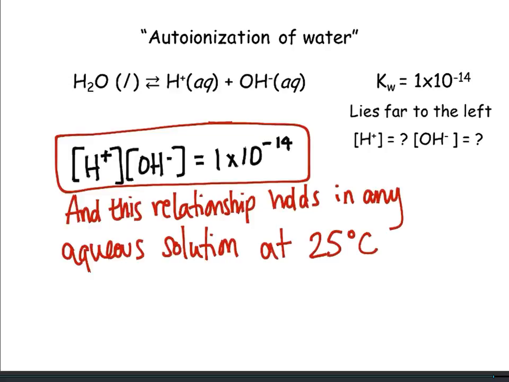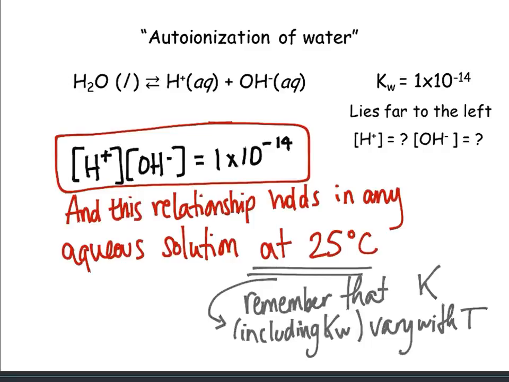When you multiply the hydrogen ion concentration times the hydroxide ion concentration, it will always equal Kw. So if you know one of them, you automatically know the other one. Now it says here at 25 degrees, remember that equilibrium constants, including Kw, will vary with the temperature. So at higher or lower temperature, you'll have a different value for K.